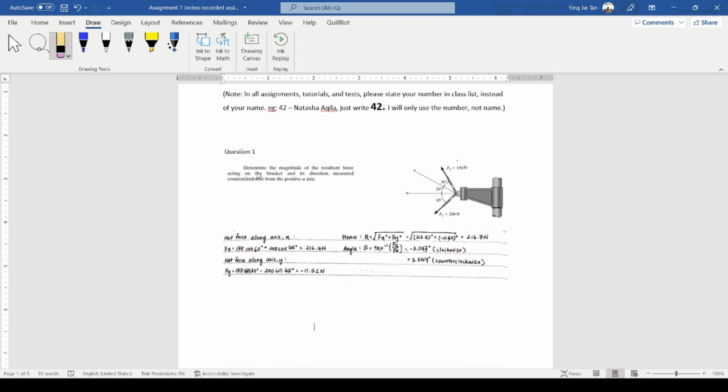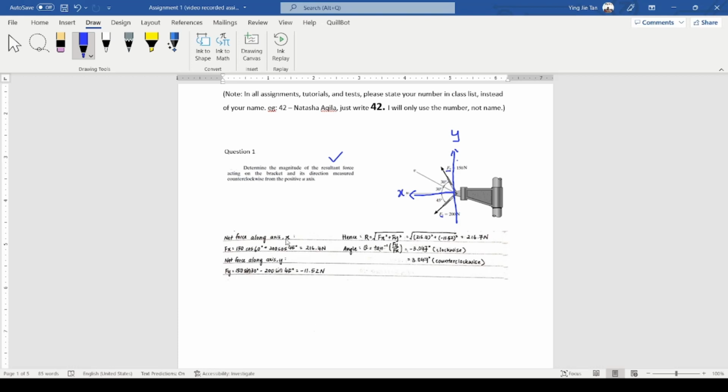Question one, we were asked to determine the magnitude of the resultant force and the direction measured counterclockwise from the positive u-axis. To get the resultant force, we need to resolve the forces F2, F1 to the X and Y axes. So we will draw a line. This is the Y axis, and this is the X axis.